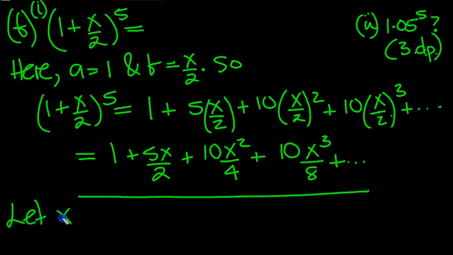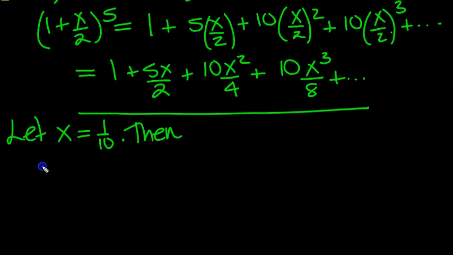Now what value of x do we need to put in? Well, if we want to find 1.05, 0.05 is a 20th, isn't it, as a fraction? 1 plus a 20th is 1.05. So if we put a tenth in for x, 1/10 divided by 2 is a 20th, isn't it? So let x equal 1/10 then. So there's our 1.05. So we'll have 1 plus 1 over 20 to the power of 5. That's what we said, wasn't it? And put x as a tenth in.